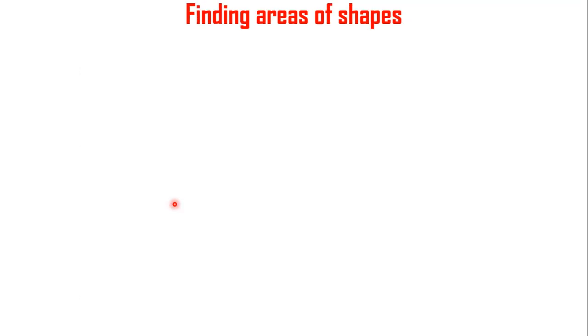Now, one simple program, let us discuss here: finding areas of shapes. With this itself we can tell which is common and which is different. Very good. Areas are common. Shapes are different. So every shape has an area.